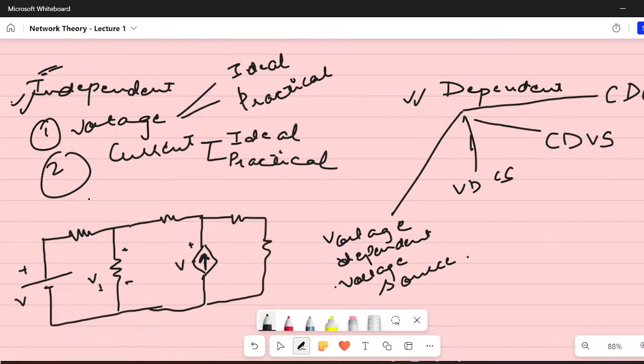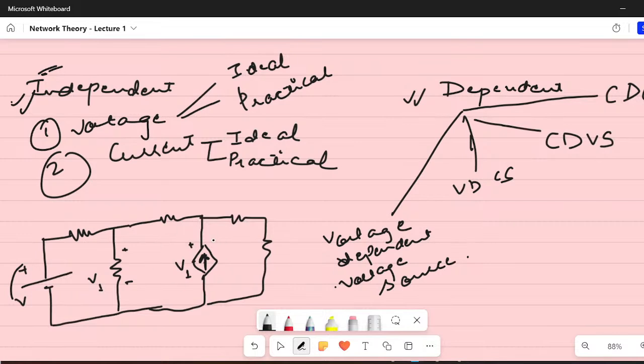In the network as shown, what is an independent voltage source? This voltage source is an independent voltage source, right? Because it is not dependent on any other parameter of the circuit for delivering energy.